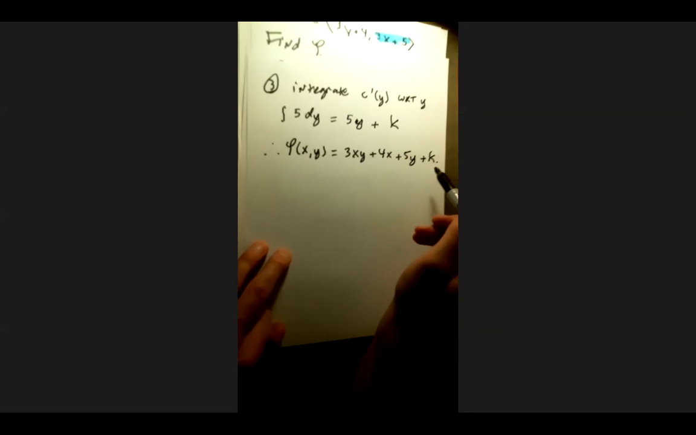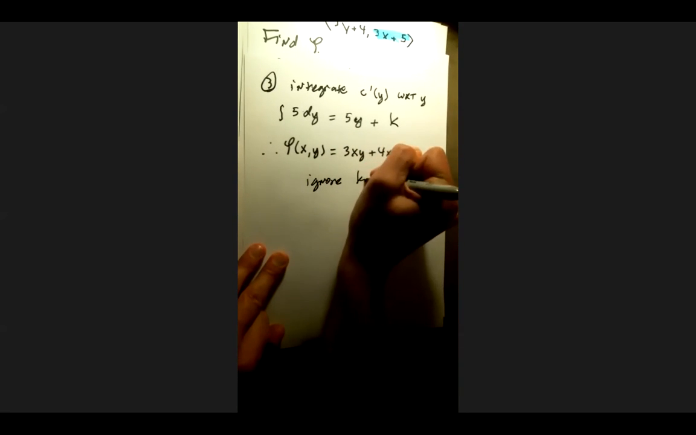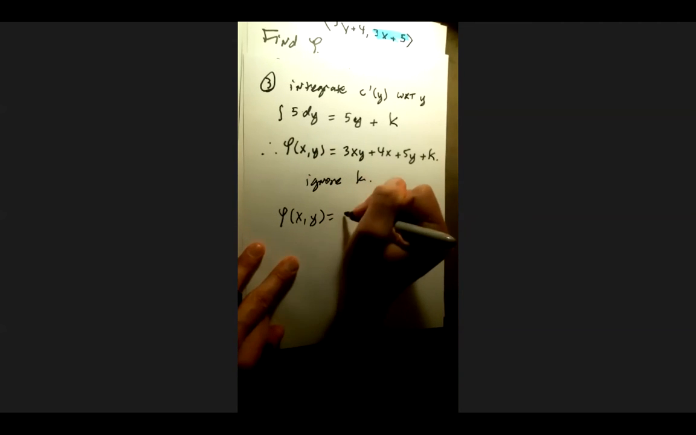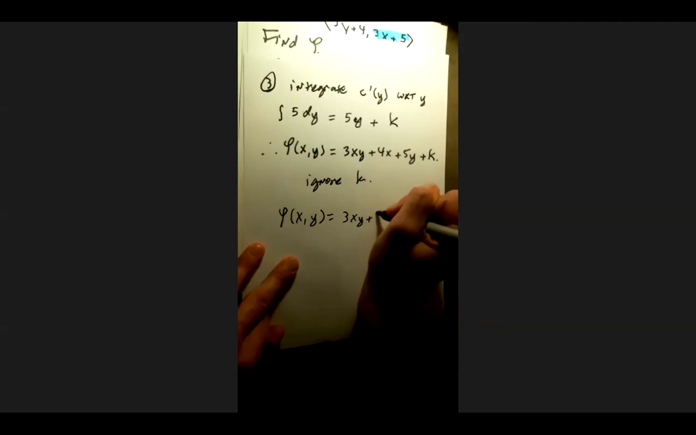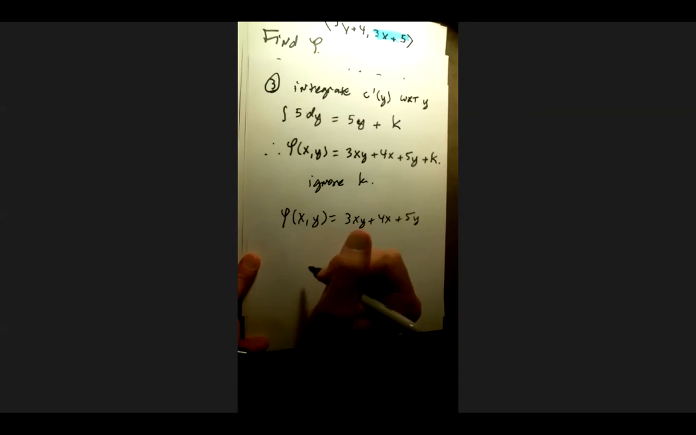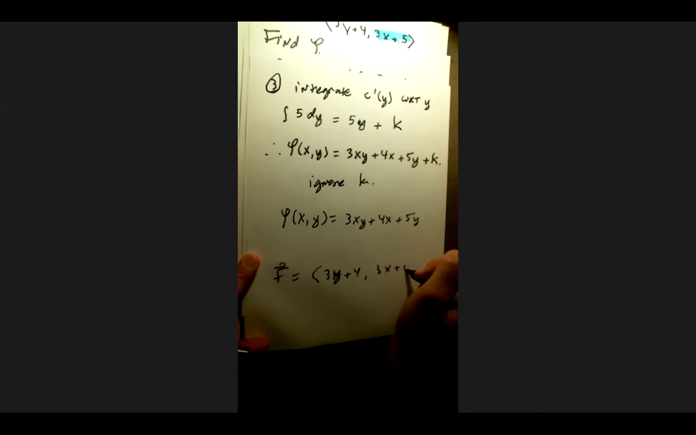Most of the time we like to just ignore this k. And so we're going to ignore the real constant. And so we'll say that phi of x y, this is our potential function, is 3xy plus 4x plus 5y. Recall that f was equal to 3x plus 4 comma 3y plus 4, 3x plus 5.